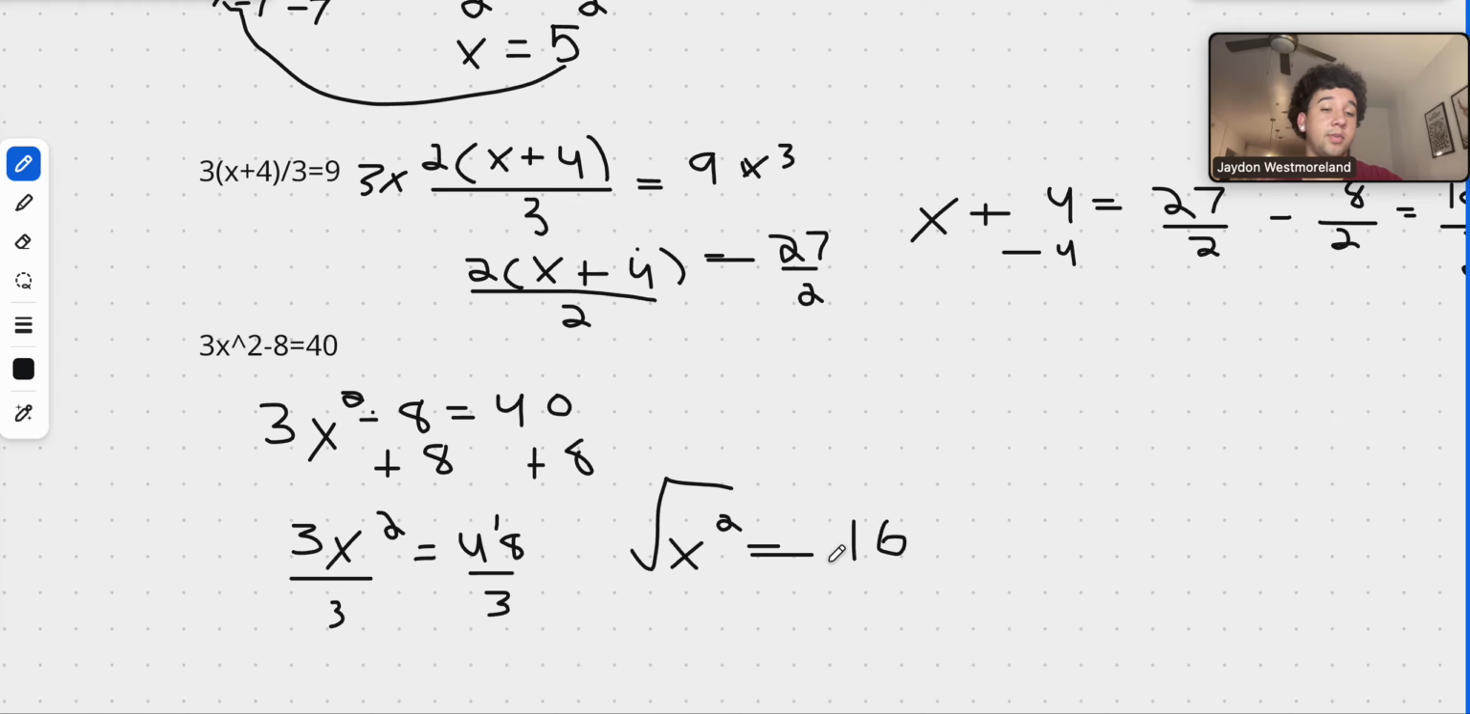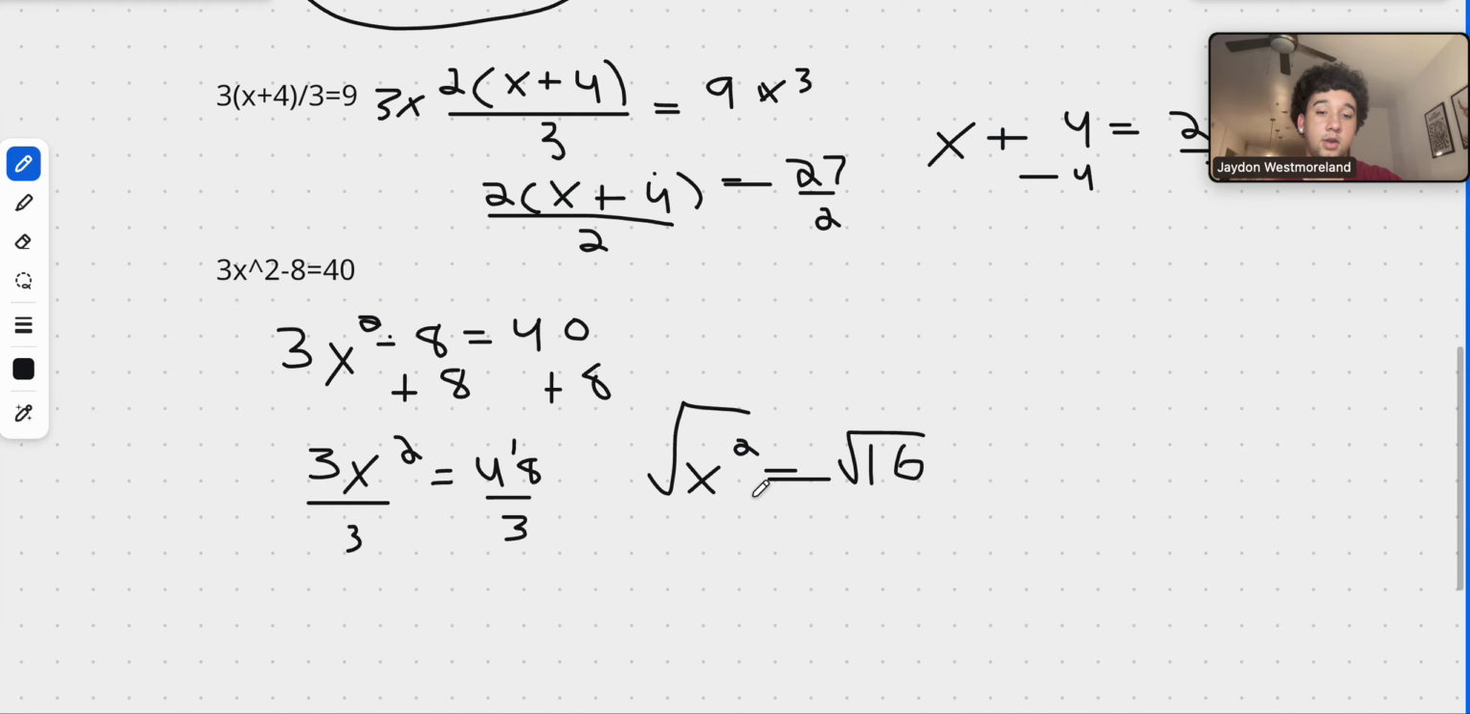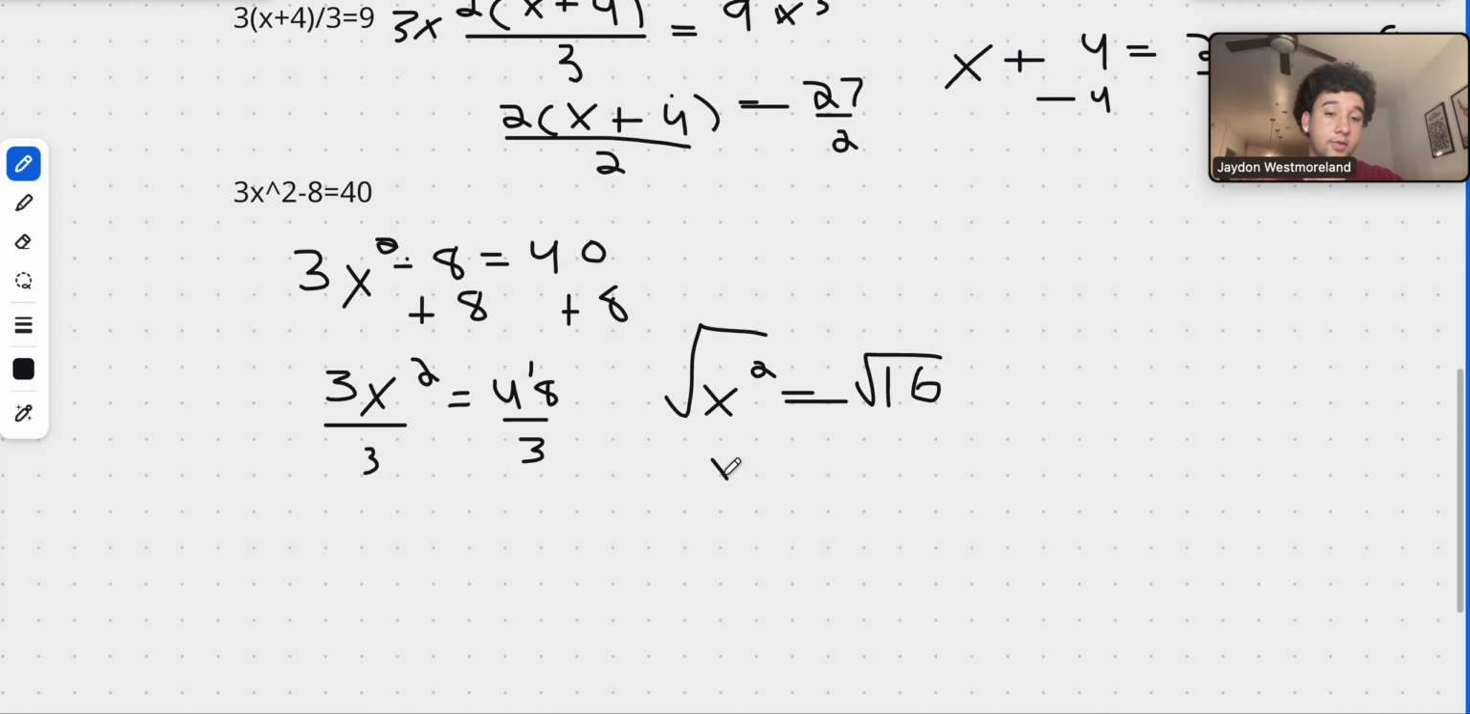So I'm going to take the square root of both sides. The square root of x squared is x. Again, if you square something and then you take the square root, it just essentially undoes itself. And then the answer here is positive or negative 4. And for those who don't know, I'll give you a second to think about why it is positive or negative 4.